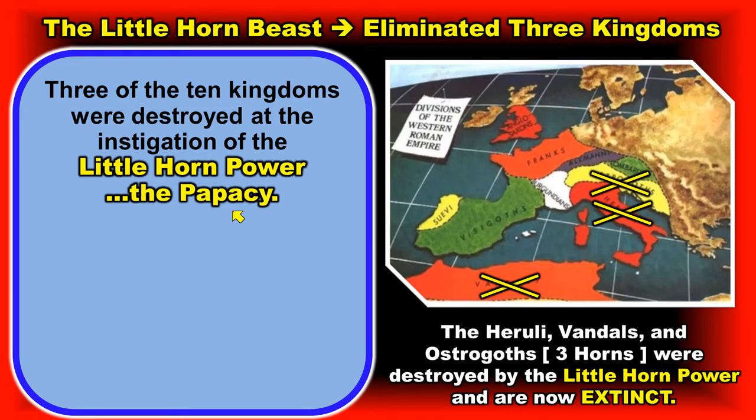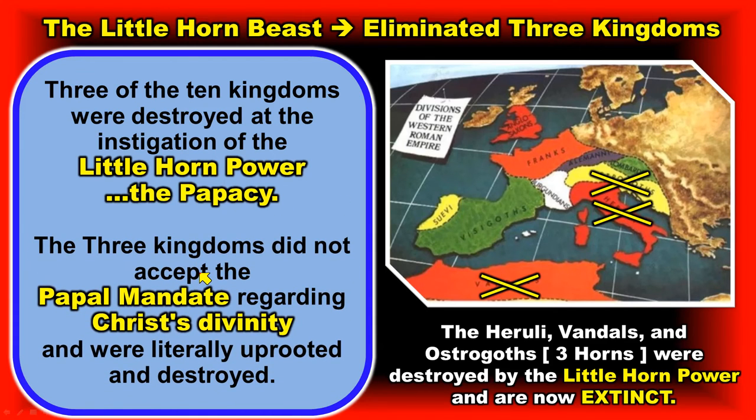why was the Pope so upset with these three kingdoms? Well, the reason was that they did not accept the papal mandate regarding Christ's divinity. Now, you can study that if you want. That's fairly well documented also. So in order to eliminate that problem for him, he had them uprooted and destroyed. So these three countries were uprooted and destroyed by the papal authority.